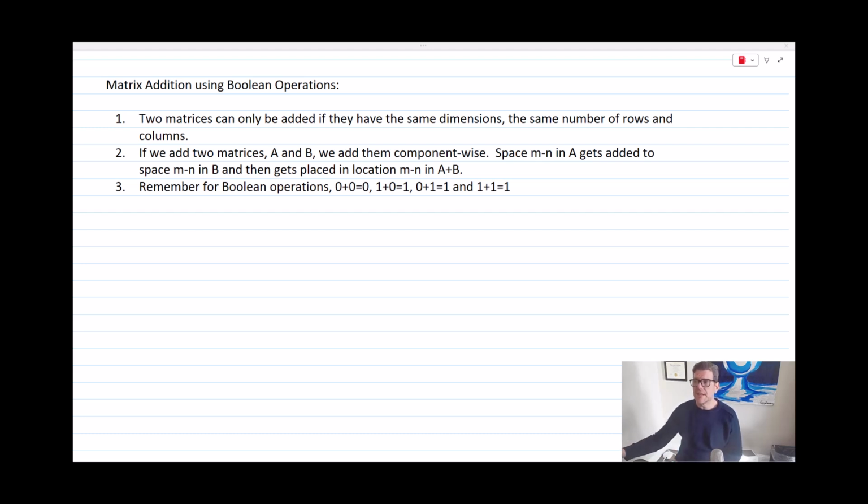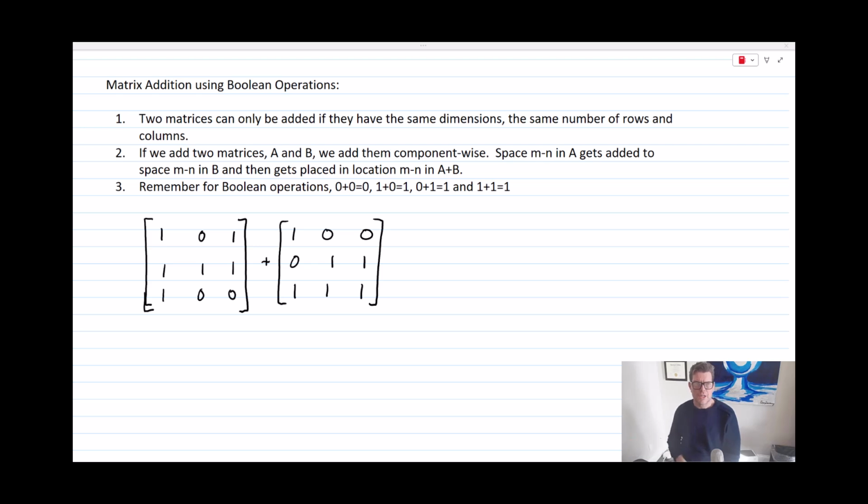So let's go in and do an example. We'll add these two matrices. Let A be 1, 0, 1, 1, 1, 1, 1, 0, 0. And then we'll add that to B, which is 1, 0, 0, 0, 1, 1, 1, 1, 1. Our resulting matrix is going to be exactly the same size. It's again going to be a 3 by 3.